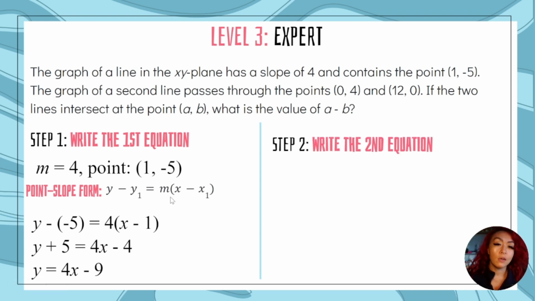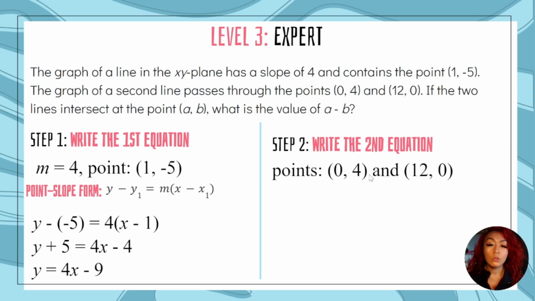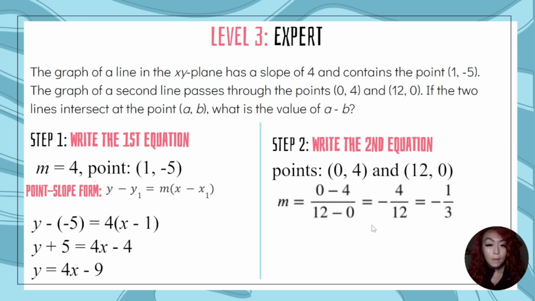Now let's write the second equation. So what they tell us about the second equation is that it passes through the points (0, 4) and (12, 0). So we have two ordered pairs, and we can use the slope formula to find the slope first. So substituting into the slope formula, we get 0 minus 4 over 12 minus 0, which is -4 over 12, which reduces to -1/3.